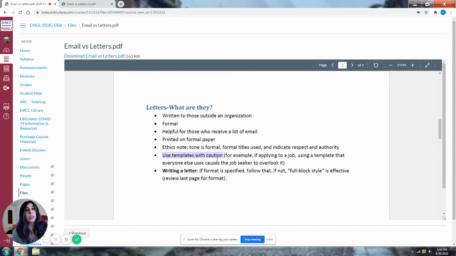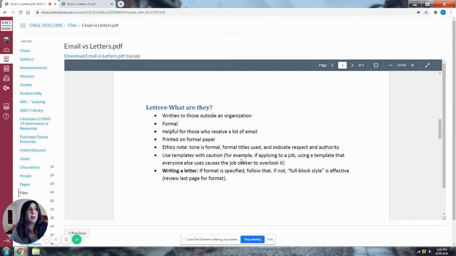If you have Microsoft Word, a lot of the times there are templates to format letters. It depends what type of letter you are writing. Throughout the semester, we're going to talk about different types of letters, so it just depends. But just know that with templates, use caution. For example, if you're applying to a job and you're writing something called a cover letter, that we are covering a little bit later in the semester, using a template that everyone else uses might cause the job seeker to overlook it and it doesn't stand out. So just think about that. But templates are helpful because they help you practice format and they remind you what should go where.